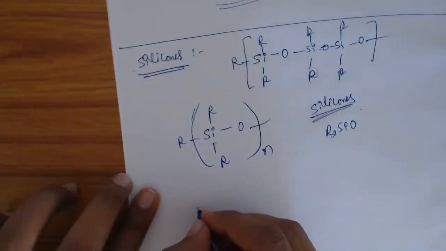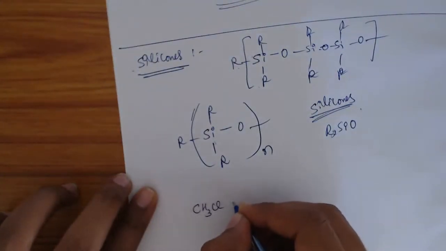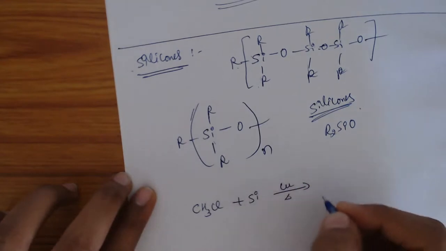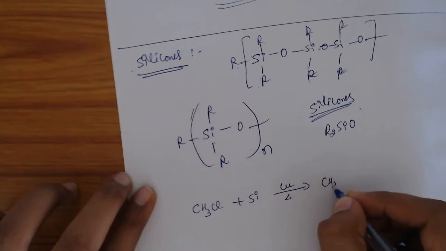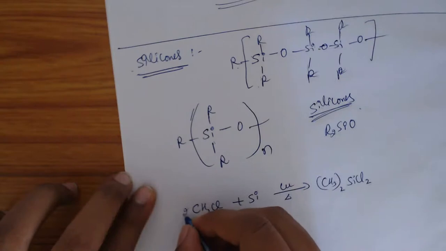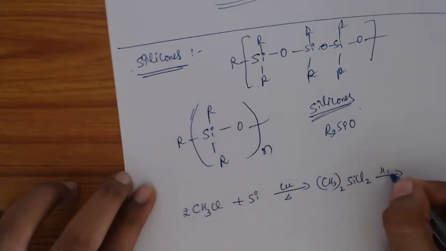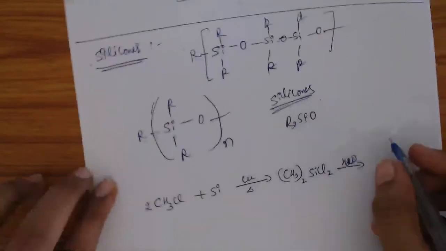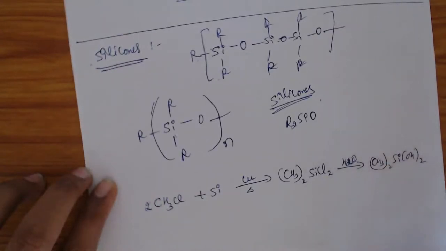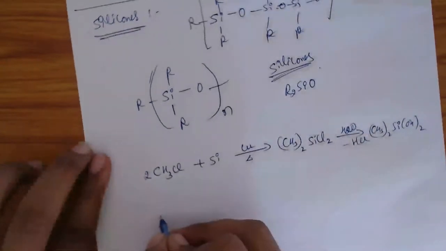So listen. When methyl chloride or any alkyl chloride is treated with silicon in presence of copper at a certain temperature, it forms (CH3)2SiCl2 type compound. If it is treated with H2O, then it forms (CH3)2Si(OH)2. Correct? Cl is replaced by OH with the liberation of HCl gas. So this is a condensation polymer.